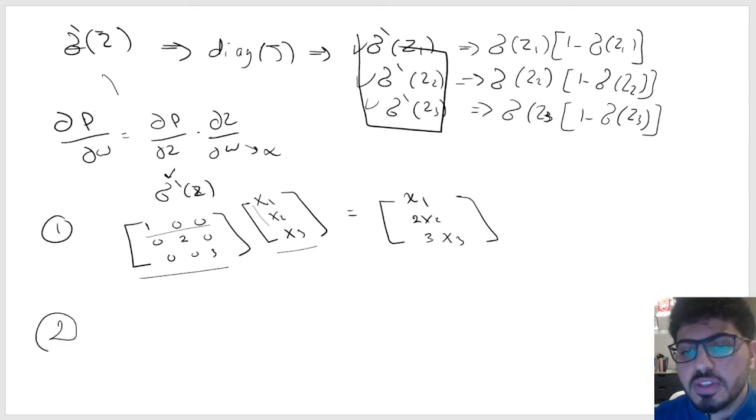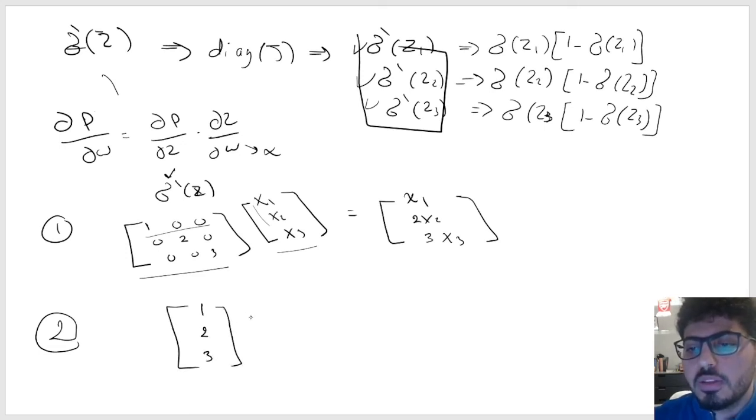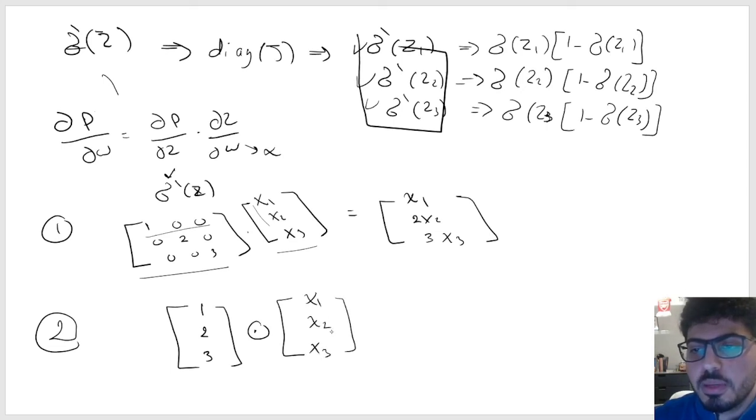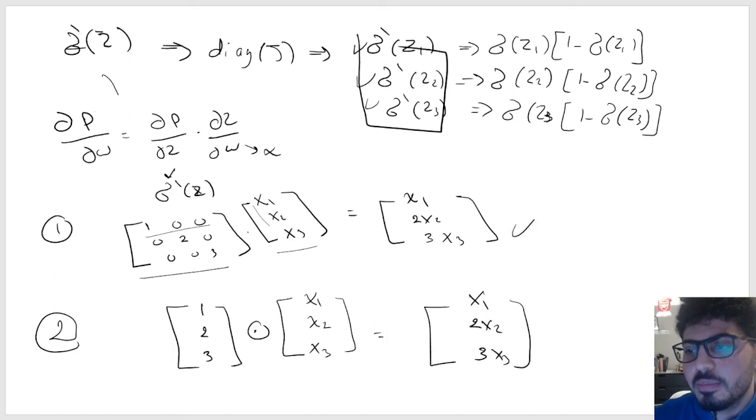What will be the efficient representation? Instead of using the entire Jacobian, I'm just going to use the diagonals of the Jacobian, 1, 2, and 3. And I will do an element-wise multiplication this time, not a dot product, with x1, x2, and x3, which is nothing but the upstream gradient, which is dz by dw. This will result in x1, 2x2, and 3x3, which is exactly the same as the result we got when we used the entire Jacobian matrix.